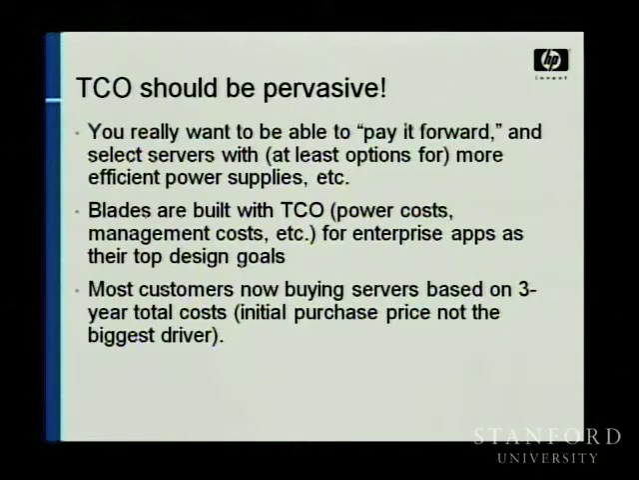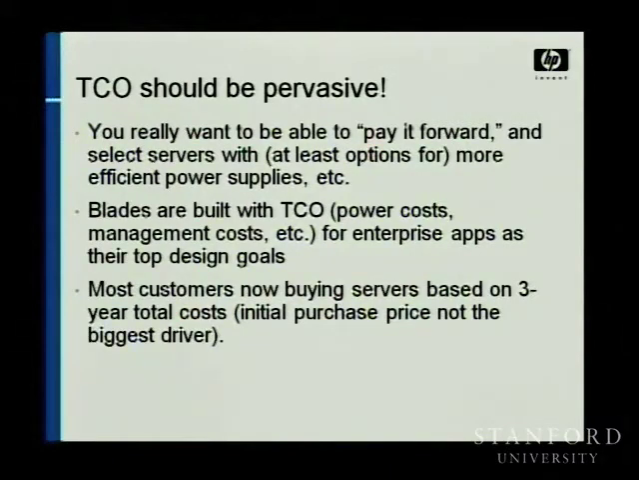Now, quite often, and universities are notorious for this, they'll buy things based only on initial purchase price, right? And so you come in with the cheapest option, you win. You come in with the tasteful options, you lose.